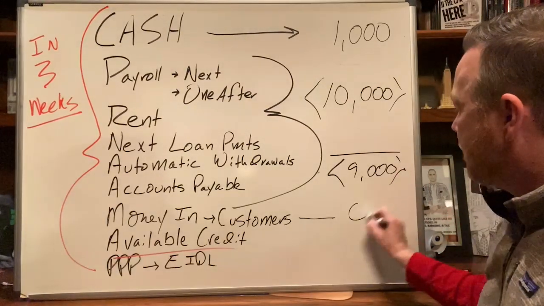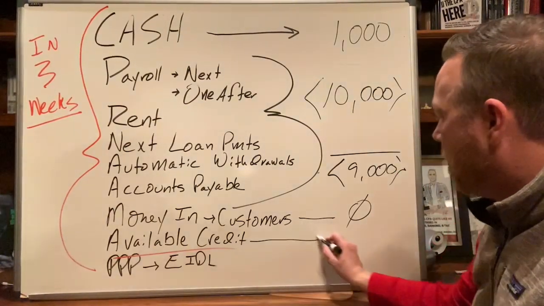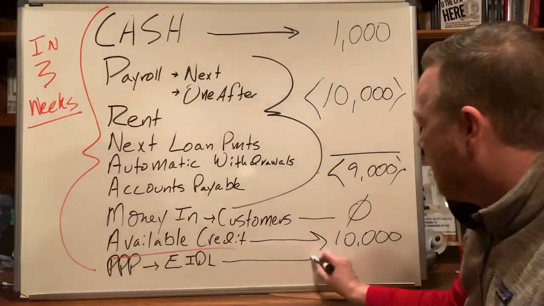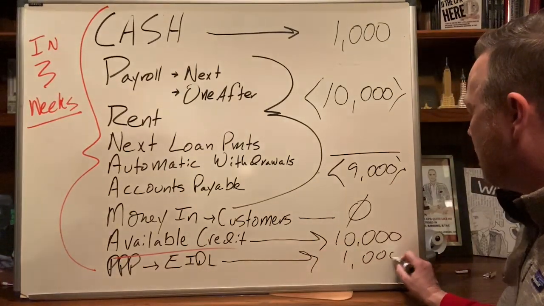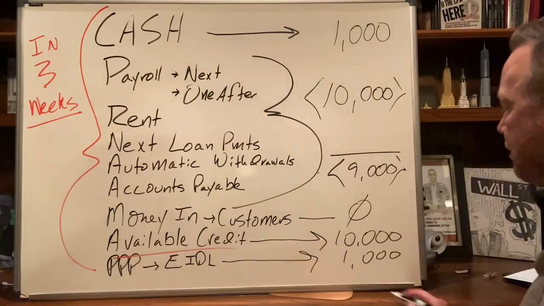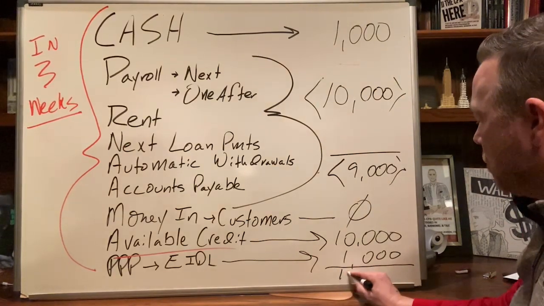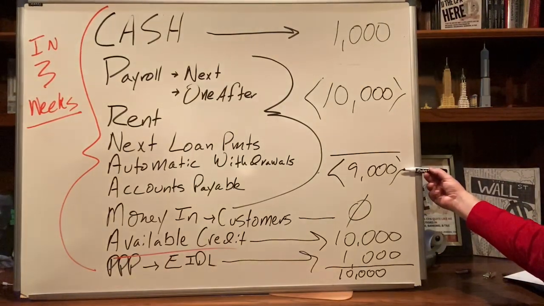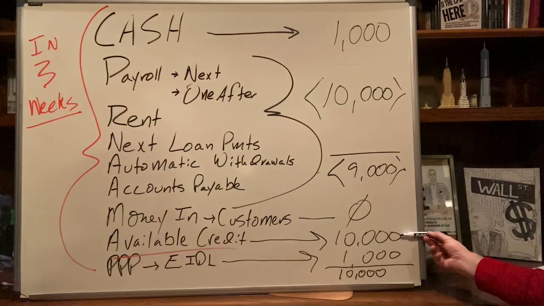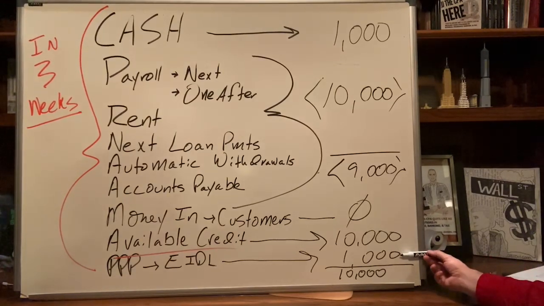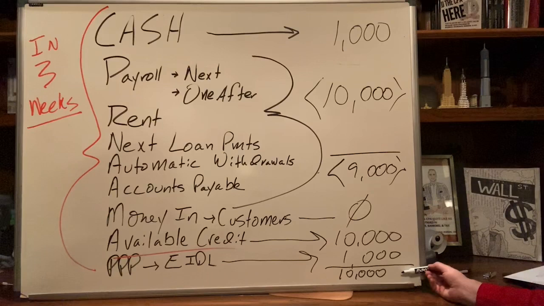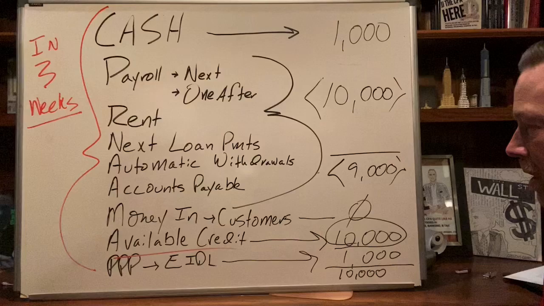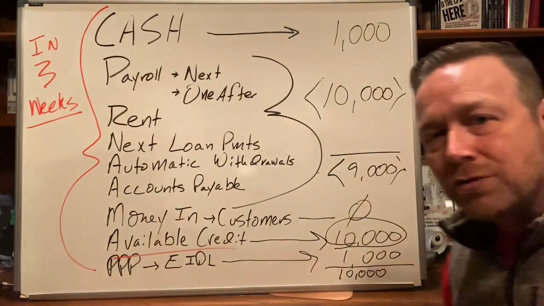Okay? I got nothing coming in from customers. On available credit, I've got 10,000, let's say on a credit card, okay? And I got 1,000 coming in, okay, on the PPP. So right here, you know you have a position of 10,000. You're negative 9. You got 10 available credit or credit card. You got 1,000 coming in from the PPP. So you have 10,000, but what that tells you is really 3 weeks from now, all you have available is what is on your line of credit. That's all you've got available.